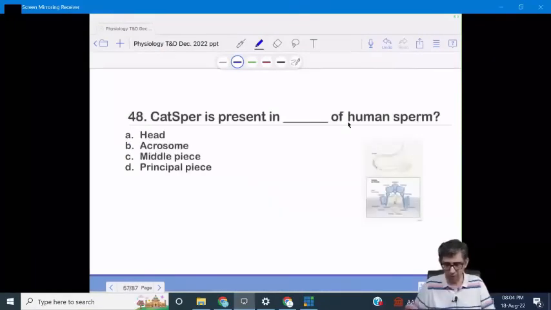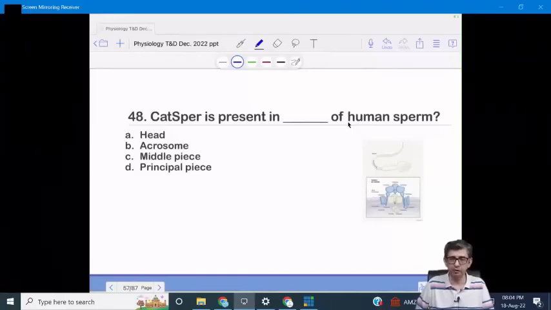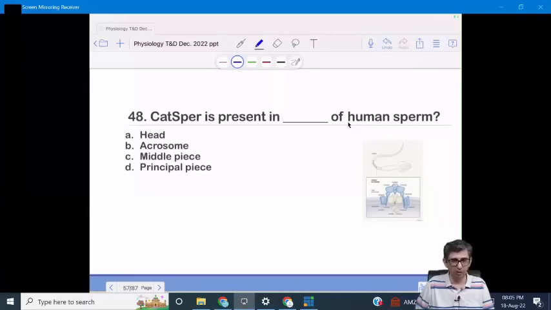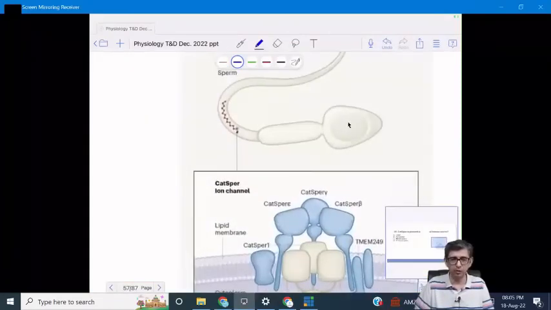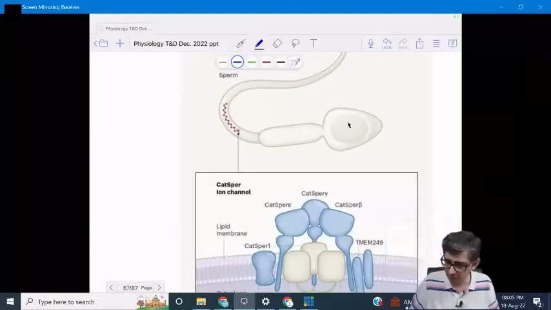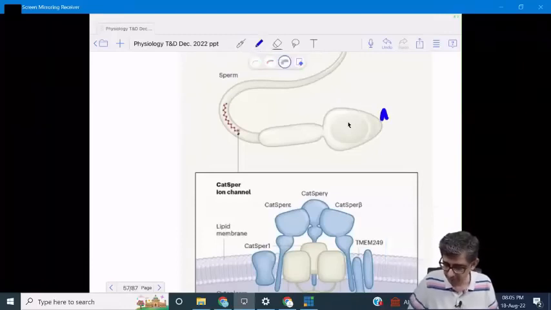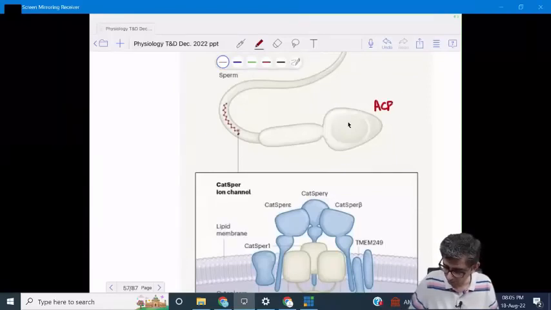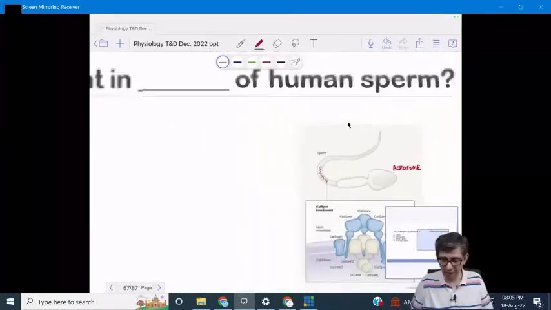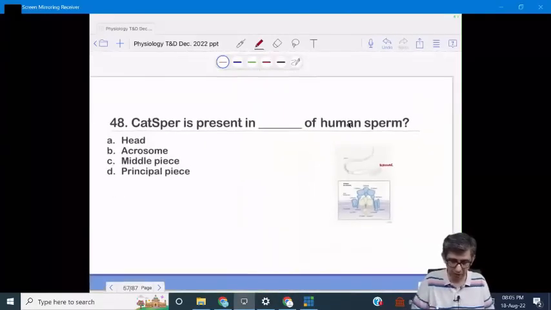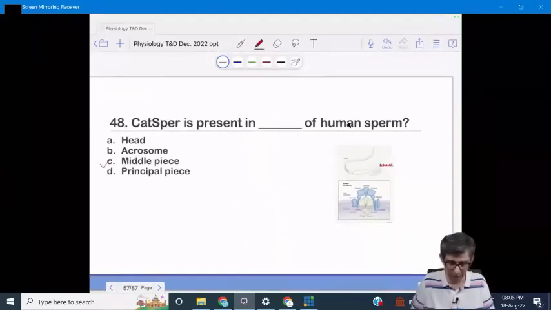Coming to 48, CatSper would be present in which part of the human sperm? Has to be a fact-based question only. So let me show you the image, which would help you get to the correct answer. The tip of the sperm would be called the acrosome. The middle part is where CatSper will be present. This would be a calcium channel which would be present in the middle piece. Answer to 48 is option number C.